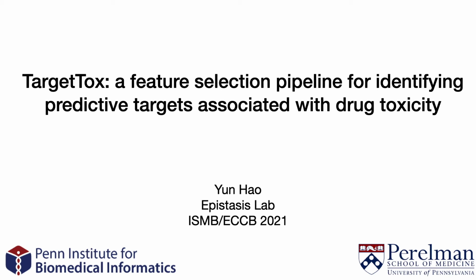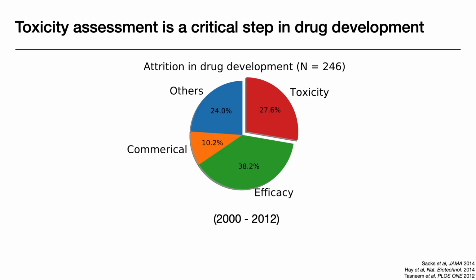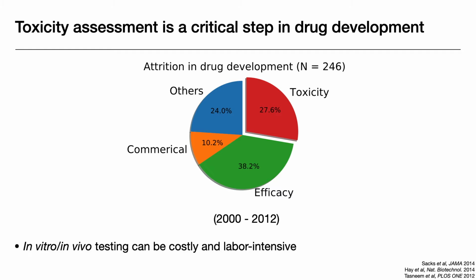Hello everyone, I'm here to present our recent work on using a feature selection pipeline to identify target proteins predictive of drug toxicity. Toxicity assessment has always been a critical part of drug development research because toxicity is a major cause of attrition, accounting for around 30% of clinical trial failures.